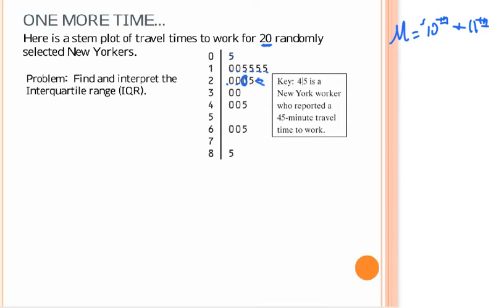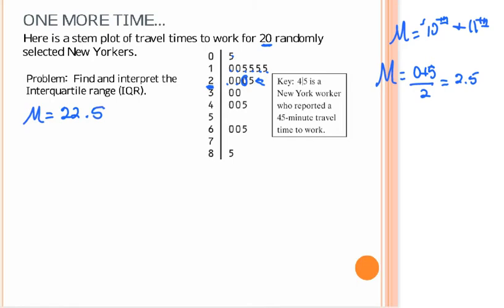So I have to figure out the average. So my median is 0 plus 5, that's the 10th plus the 11th, divided by 2, which is 2.5. So we add that with our 2, and we get 22.5 being our median. So our median is 22.5. Now, we got to find our quartiles.